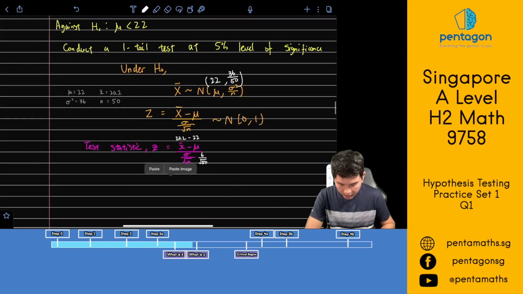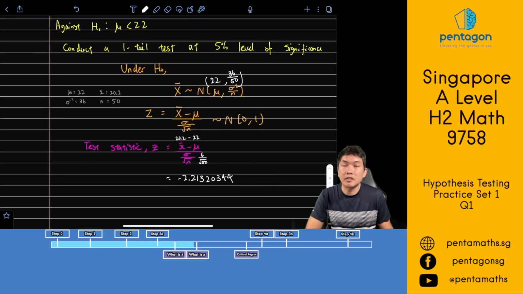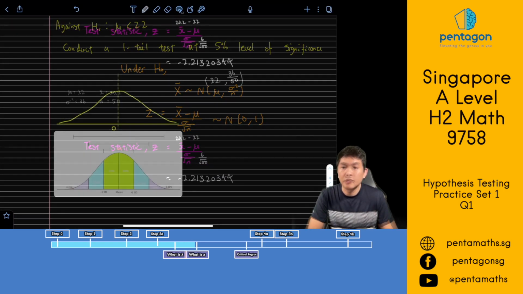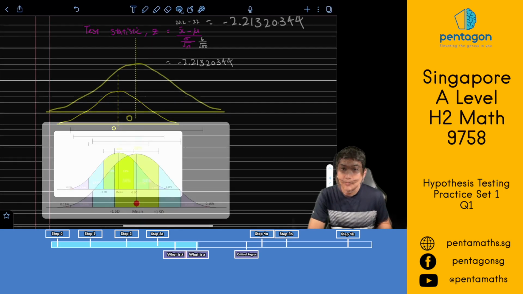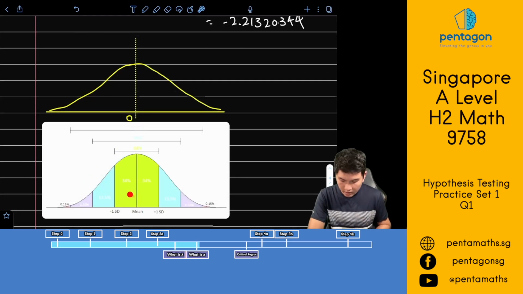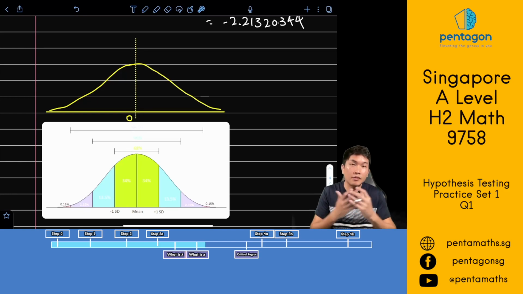I've done this beforehand, and let me just put in the value. This is our Z value. To answer what is a Z value, I have to rely on this sketch of a bell curve and the diagram below. If this is my mean, if I were to move one standard deviation to the left and one standard deviation to the right, this actually captures 0.68 of the area under the graph. Right, the total area on the graph is 1.